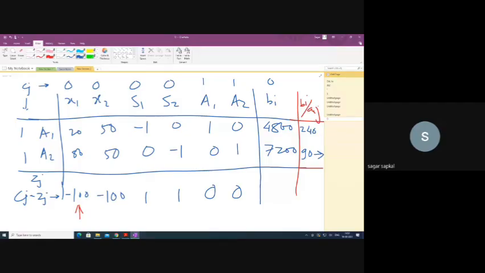Somebody can start with X2. In the case of X2, Bi upon Aij will change. See which one comes, whether A1 replaces or A2. You can check it and you can solve it. Now write the second table. You solve the second table.